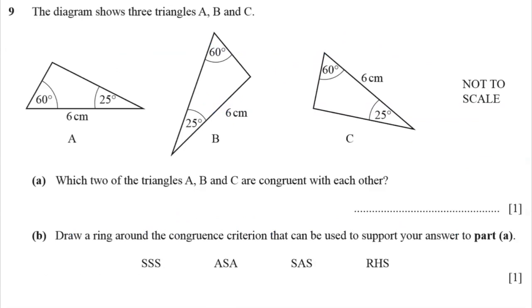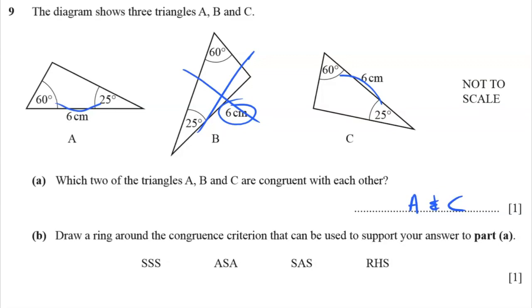Question 9, 3 triangles, A, B, C. Part A says, which of the triangles are congruent with each other? To be congruent, they have to be exactly the same in all possible ways. If you look at them carefully, you'll notice that in B, the 6 centimeter side is not between the 25 and the 60, but in A it is between the 25 and the 60 degree angles, and in C it is between the 25 and 60 degree angles. So B is out of the picture, and the 2 triangles which are congruent are A and C.